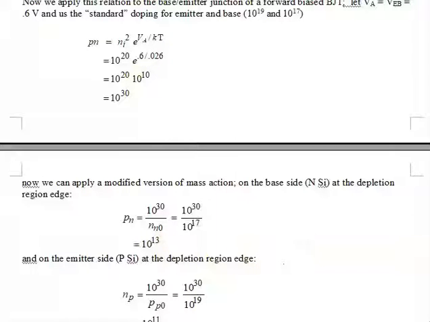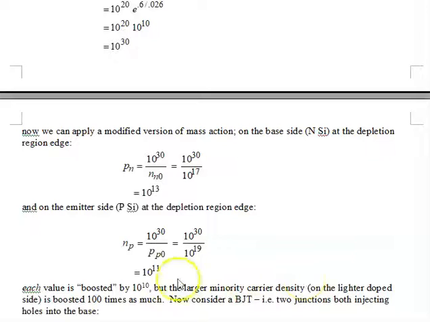So now we do the same thing on the emitter side. And on the emitter side, which is P-doped, at the depletion region edge, we have the same pn product, 10 to the 30th, divided by the majority carriers in the emitter, which is 10 to the 19th, and we get 10 to the 11th. So the boost on the base side is 10 to the 13th, the boost on the emitter side is 10 to the 11th, and that's where the beta comes from.